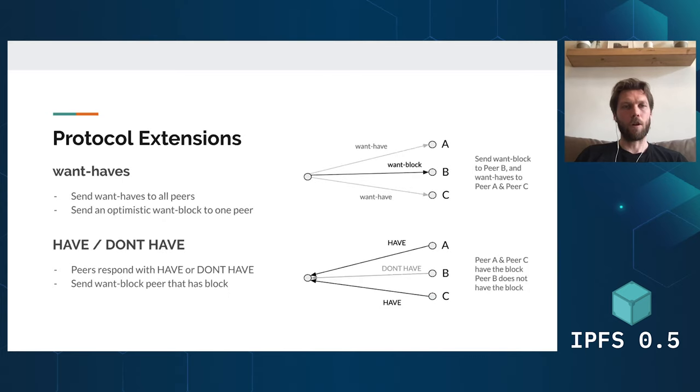So in the new Bitswap, we've added some protocol extensions so that instead of asking for a block directly, we can ask, does this peer have the block? So typically what we'll do is when we get a request from IPFS, we'll send what we call a want-have to all peers saying, hey, do you have this block? And optimistically, we'll ask one of the peers for the block. And then if that peer doesn't have it, then we'll go out and we'll ask one of the peers who does have it.